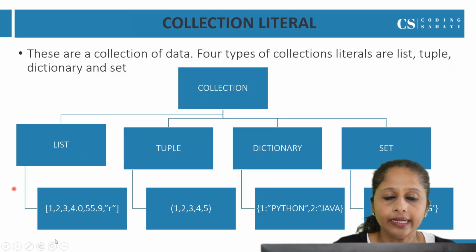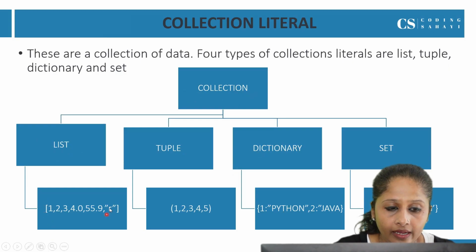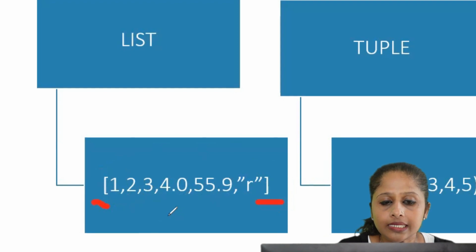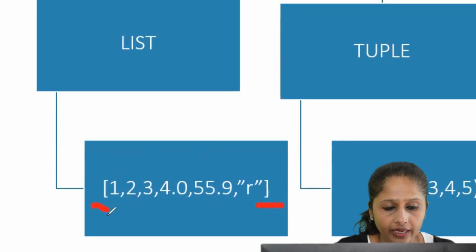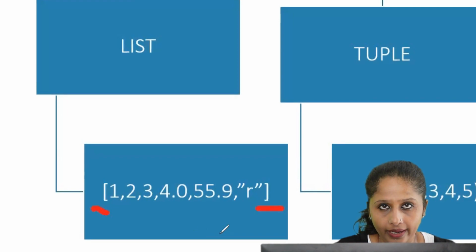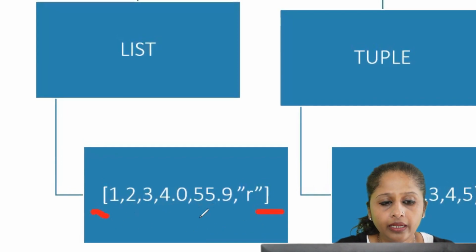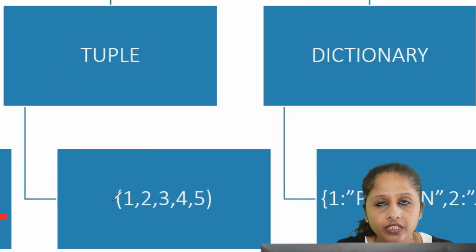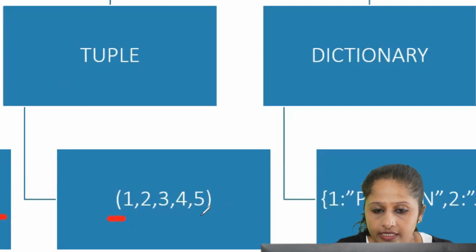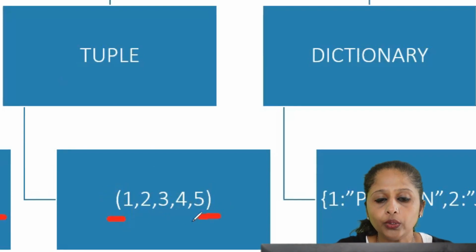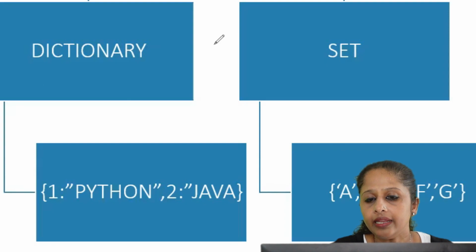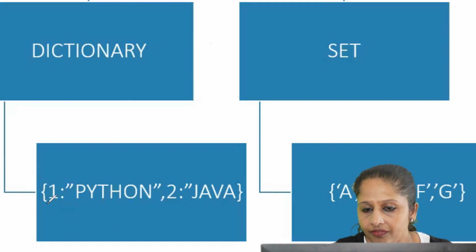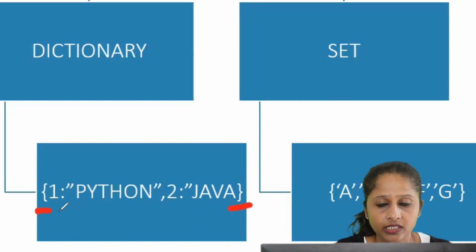The list literals are written inside square brackets. So this is a list. A list is every time enclosed within square brackets, and any kind of data can be written inside a list. Then we have tuple. A tuple we write inside parentheses. This bracket we are using is a parenthesis. So inside parentheses we are writing the data. Any type of data can be used here. Then we have dictionary. A dictionary we write inside curly brackets, or flower brackets we can say.